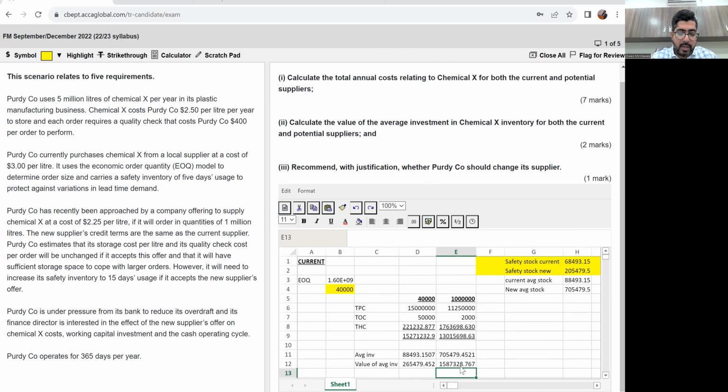Okay, so you have got this 2 marks requirement. Value of investment in this new inventory. One is 265,479 and one is 158,732. Okay, you can copy this as well.